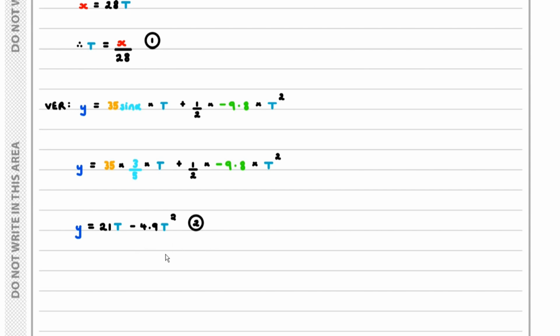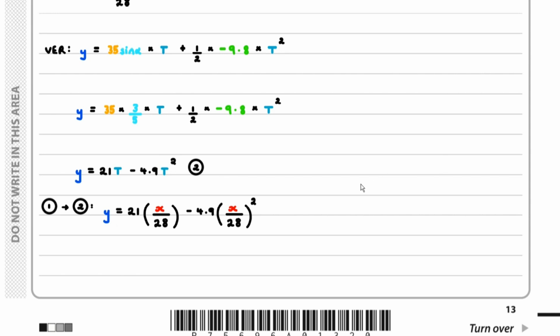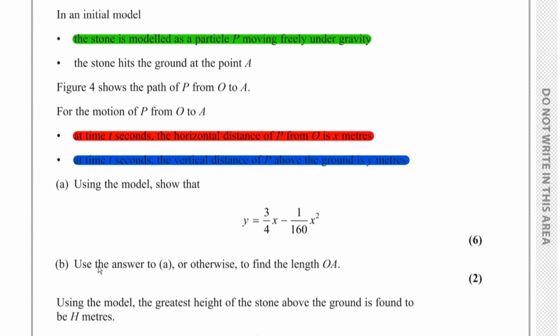Now because in our show that we want y to be in terms of x, we can substitute equation 1 into equation 2. Doing so, we have y equals 21 multiplied by x over 28 subtract 4.9 multiplied by (x over 28) squared. If we simplify this, we have y equals 3/4 x subtract 1 over 160 x squared, which is what we wanted to show. Part B. Use the answer to part A or otherwise to find the length OA.